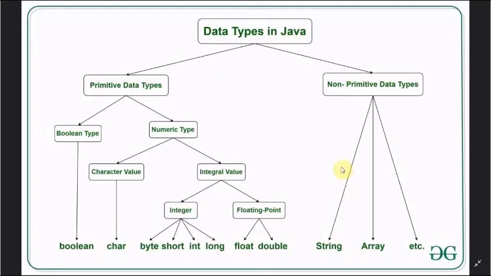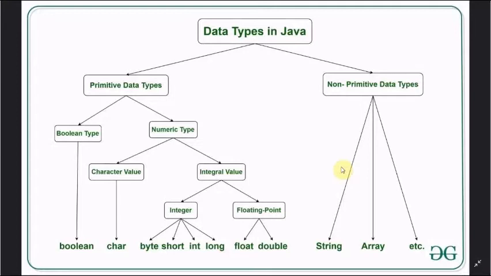Data types in Java are of two types, primitive data types and non-primitive data types. Primitive data types are of Boolean type and numeric type. Boolean type is boolean, which is one bit of size and stores either true or false values. Numeric types can be character value or integer value. Character value is char, which is denoted by the word char in Java, is of size 2 bytes and stores a single character or letter.